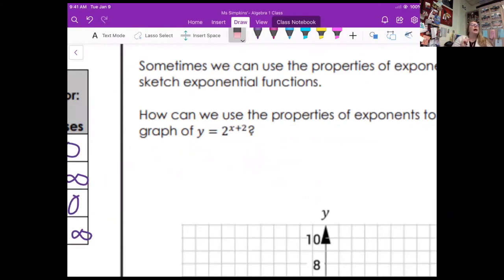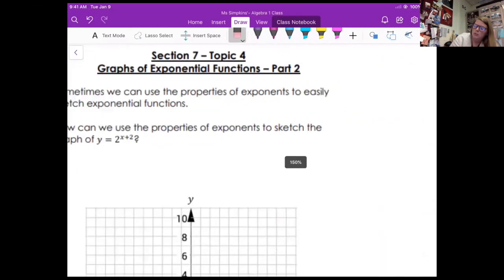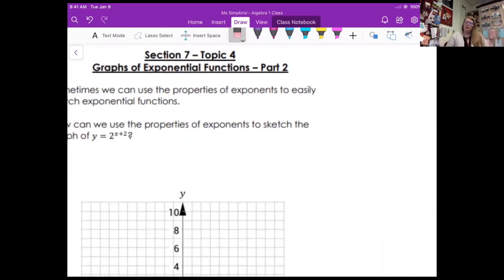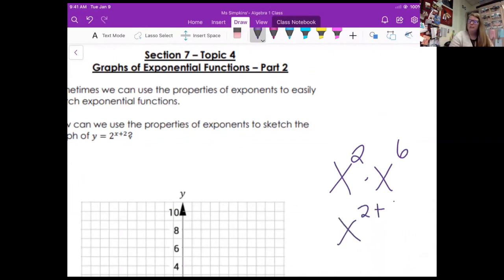I have an issue with that because I want the x to be by itself as an exponent. I don't want an addition, subtraction, multiplication, division in the exponent. So here's what we're going to do, and I'm going to hopefully refresh your memory. What would you do if it said x squared times x to the 6th power? You would add them. We did that back in like September, October. So that would give me x to the 2 plus 6, which would be x to the 8th. Everybody good with that part?